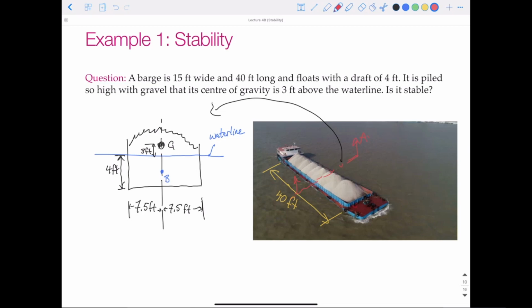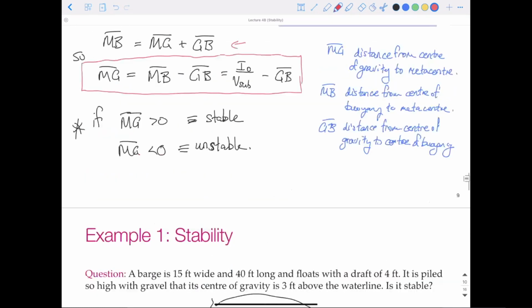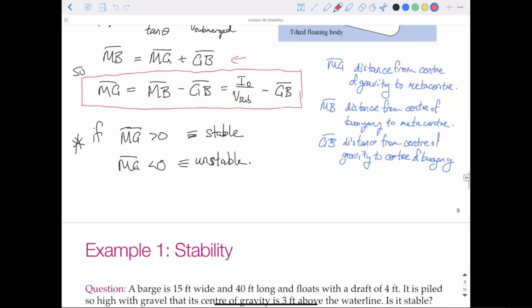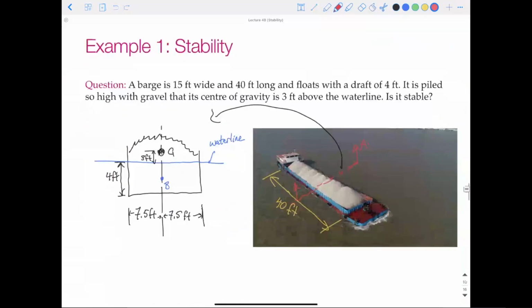So Hector, to answer your question, the length doesn't really matter, because in our equation, if we go back, we need to find this I0, and that's I0 for the footprint of the vessel at the waterline. So we will need to actually calculate using that length. We need to use that length to get our I0.